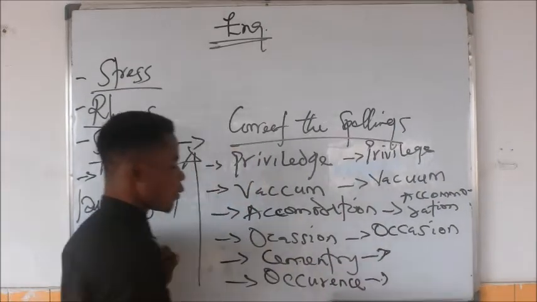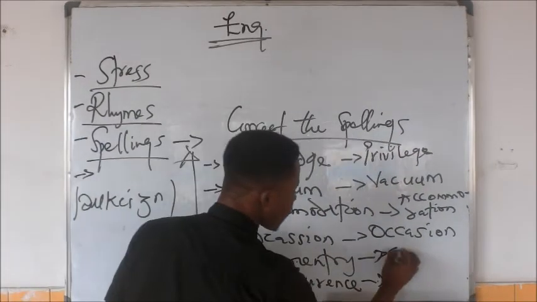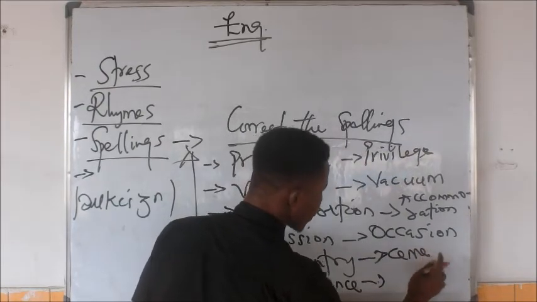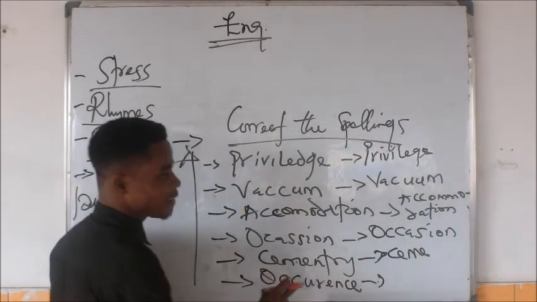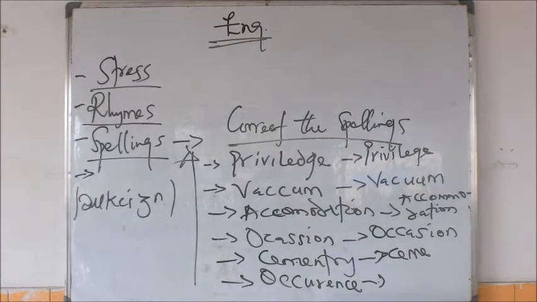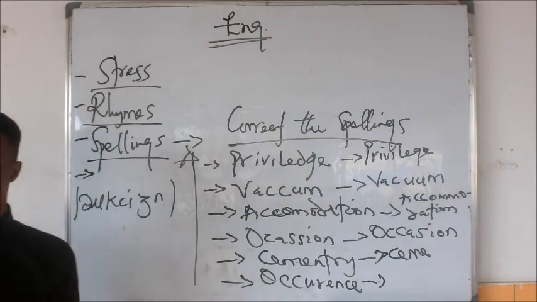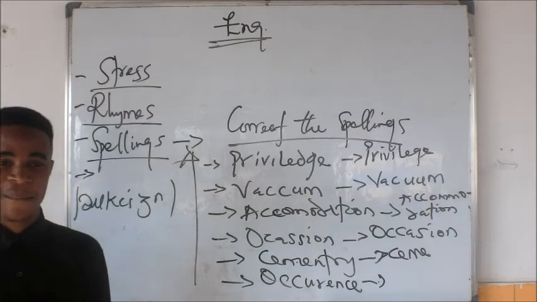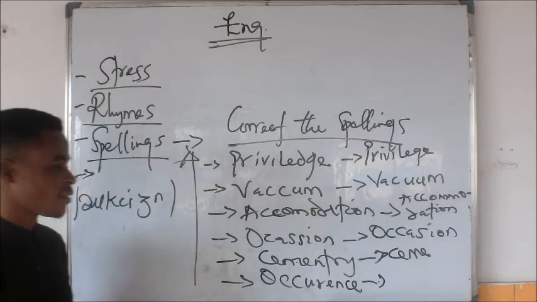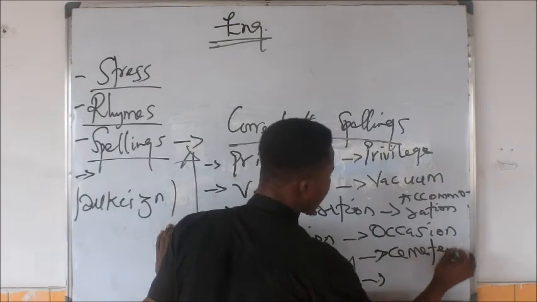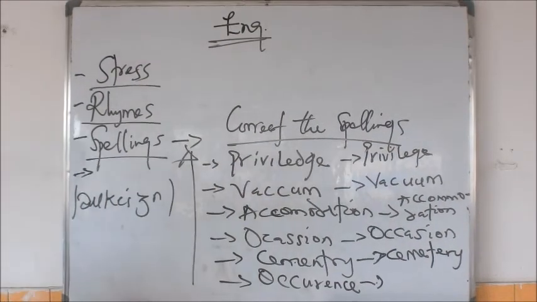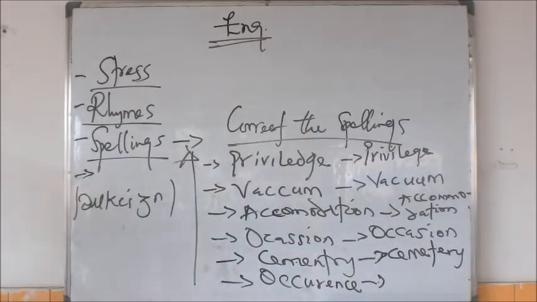Symmetry. C-E-M-E-N-T. Again. N-T, yes. A-R-Y. Is that correct? No. Who can give it a try? Another try. Another person wants to try. Okay, it is C-E-M-E-T-E-R-Y. Symmetry. That gives us symmetry.